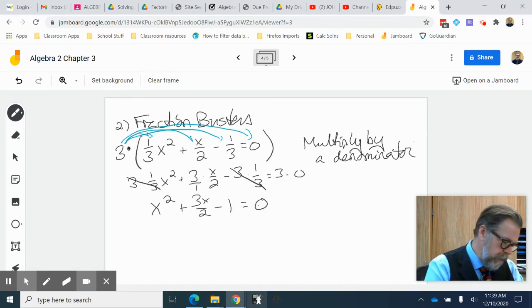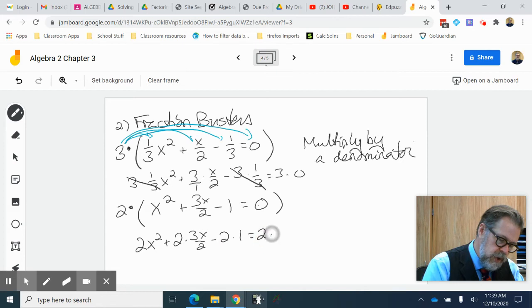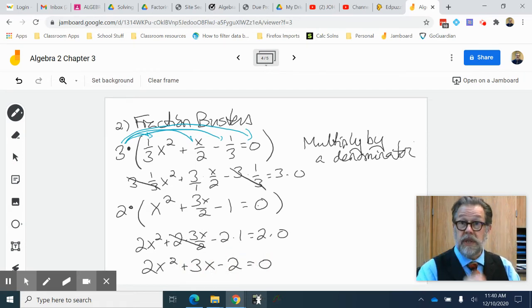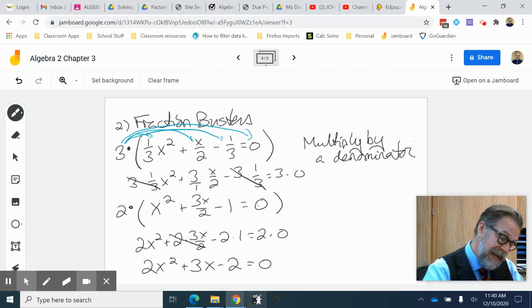And I'm going to do it again. And this time I'm going to multiply the whole thing by the remaining denominator. Again, everything is going to get multiplied. So I've got 2x squared plus 2 times 3x over 2 minus 2 times 1 equals 2 times 0, leaving me with 2x squared. That reduces, plus 3x minus 2 equals 0. Easily solvable by either factoring or quadratic formula. Again, I'm assuming you know how to do that, so we're not going to take that next step.